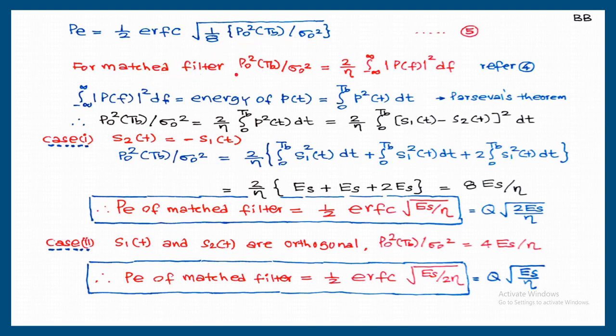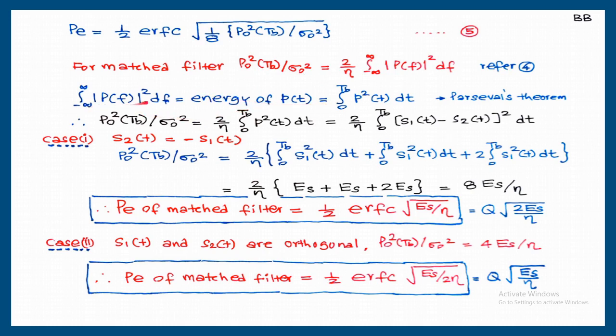For matched filter, P0 square Tb upon sigma 0 square is equal to 2 by eta, integral from minus infinity to plus infinity of modulus Pf square df. Refer equation number 4 for this one. This we got from the previous slide. This is for matched filter, P0 square Tb upon sigma 0 square.